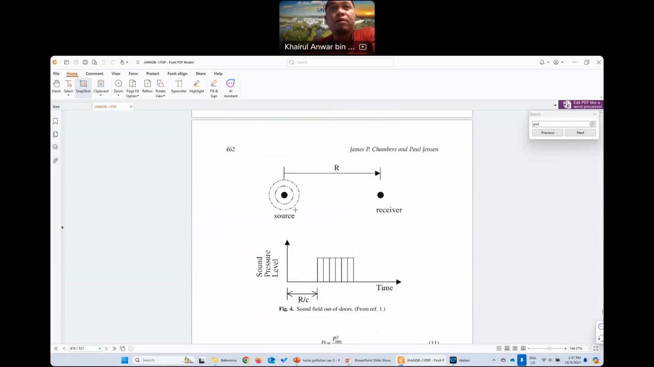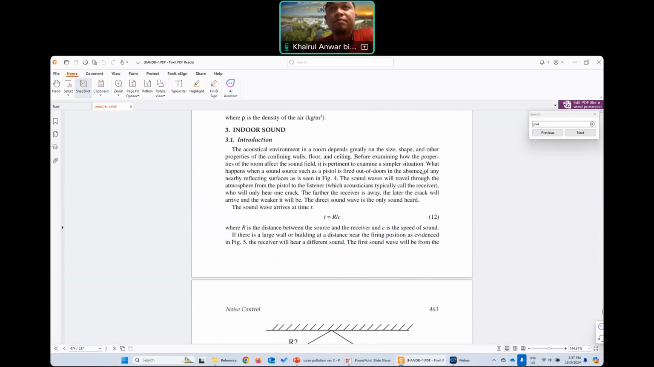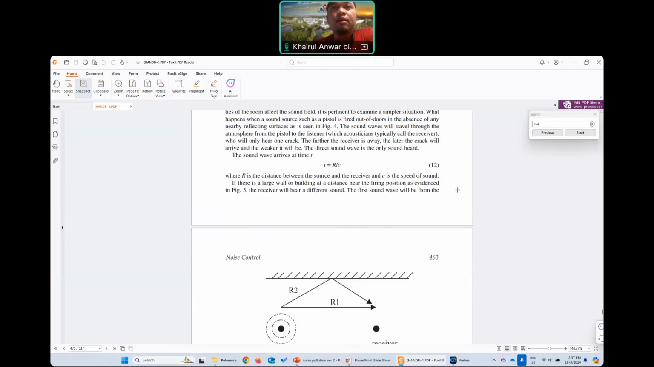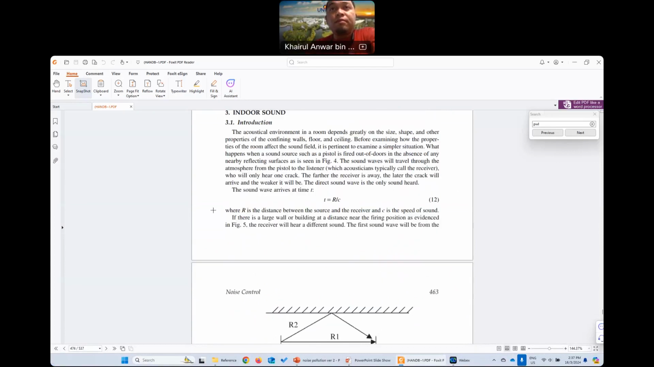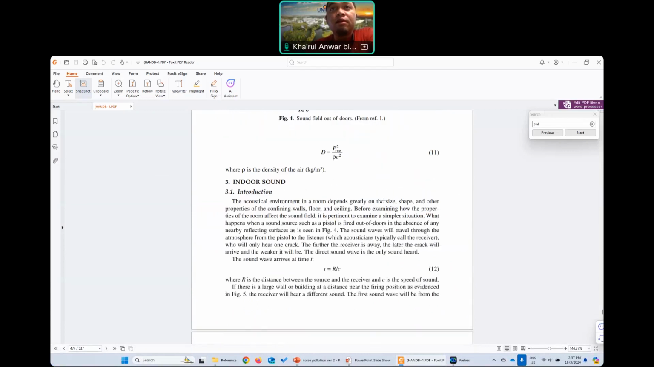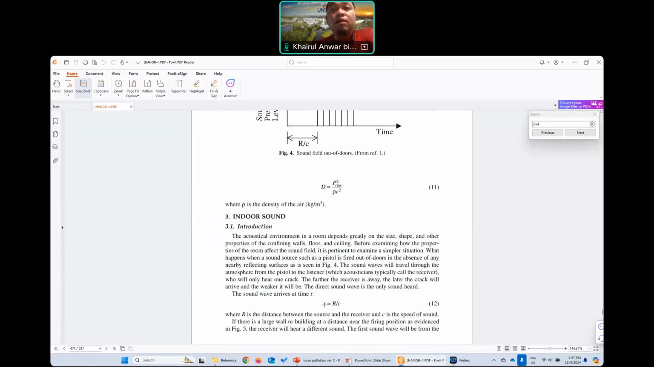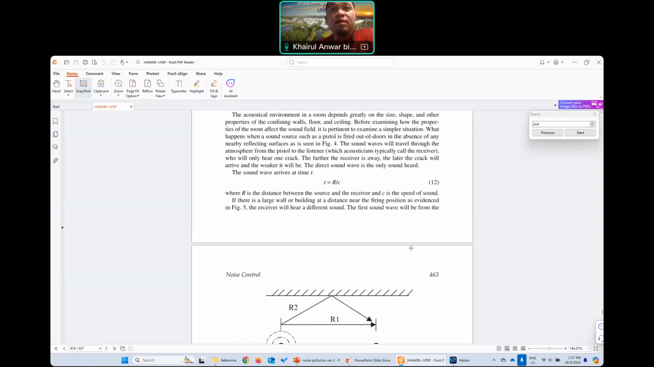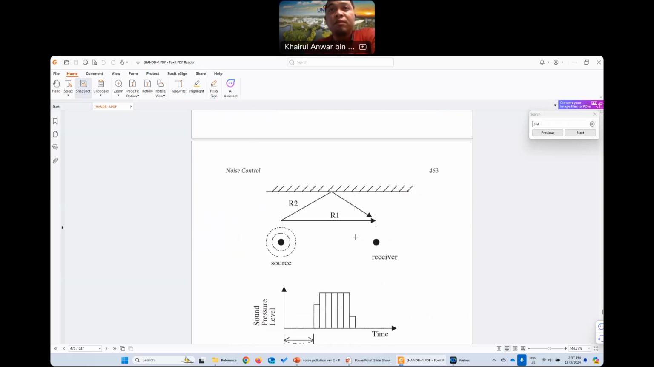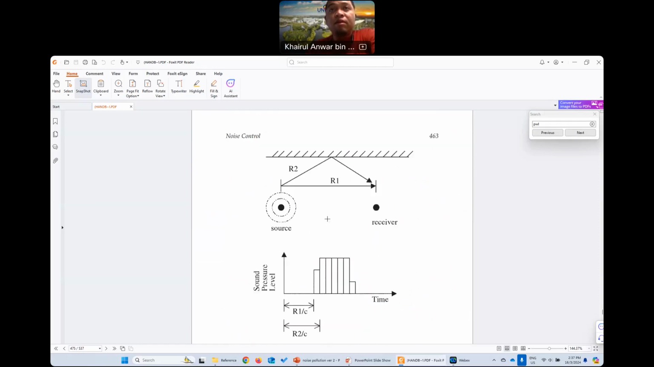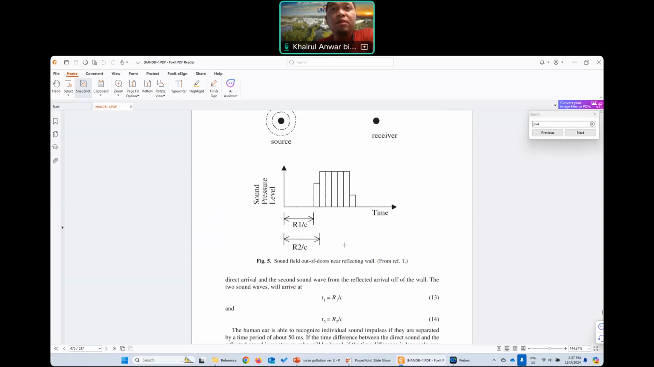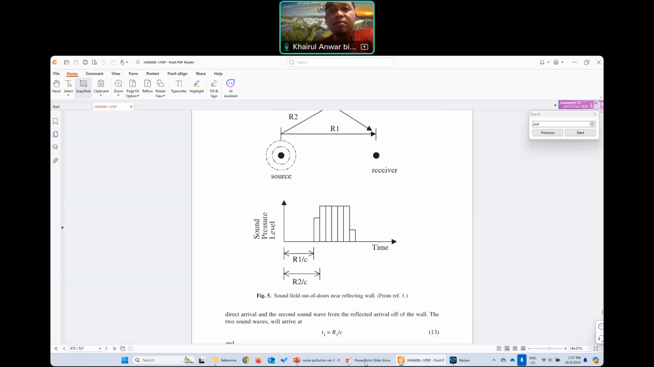We refer to page 462. For this case, it's straightforward. There's no wall, so T is equal to R over C. But for the case with the wall, we have two sources of sound which arrive at different times.